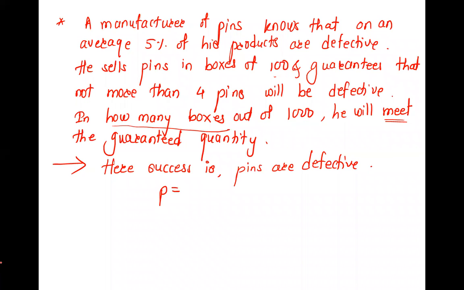P is what? Probability that pins are defective. A manufacturer of pins knows that on an average 5% of his products are defective. So what is P? 5%. 5% is 5 by 100, that is 0.05. What is N? He sells pins in boxes of 100. So total there are 100 pins in a box.